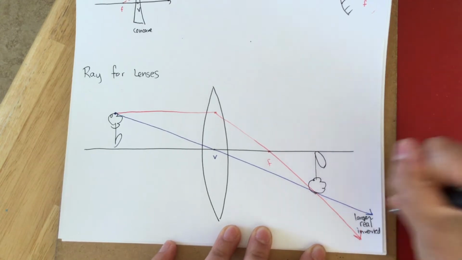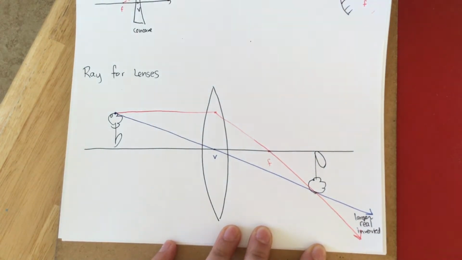than the original. So for my dears that are having trouble with classifying images, if the images have rays that actually meet up, that's real. And it's always inverted if it's real.